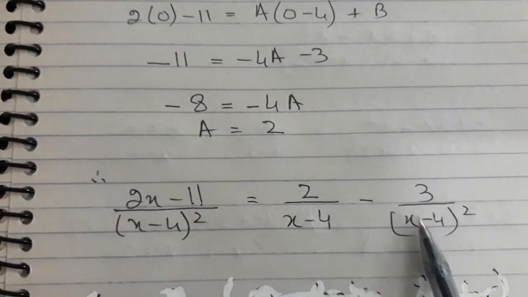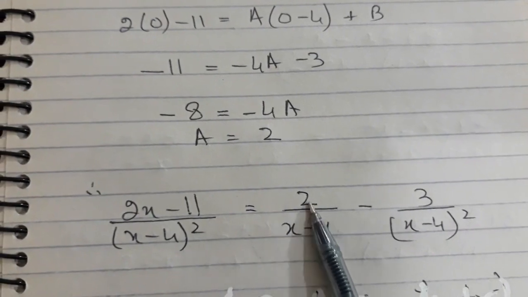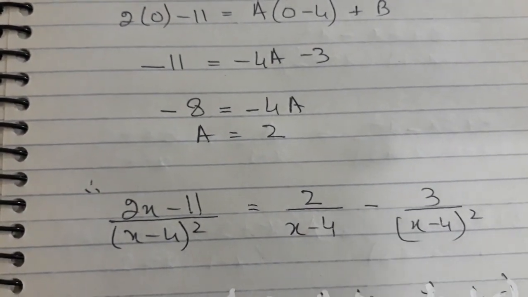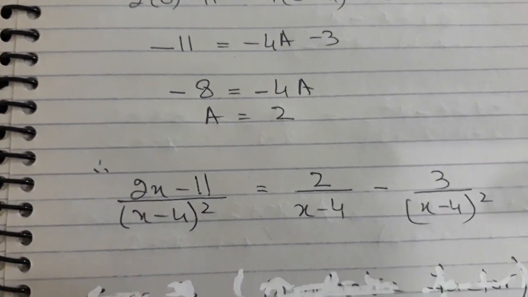So I'm writing it in the partial fraction form, replacing a by 2 and b by minus 3. So this is the partial fraction of this single fraction.